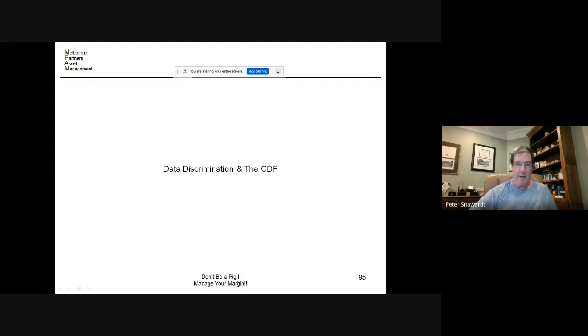At the bottom are reminders. Don't be a pig. Make sure you manage your margin. Those are really the only two rules that you must stand by constantly. Don't be a pig. Manage your margin. We're going to get into what I call data discrimination, and we're going to talk about how that applies to the cumulative distribution function, or the CDF.